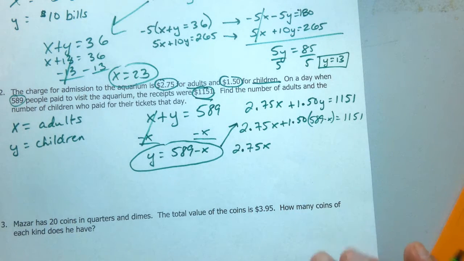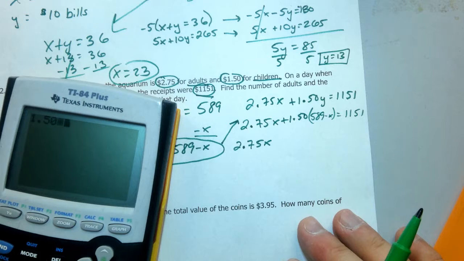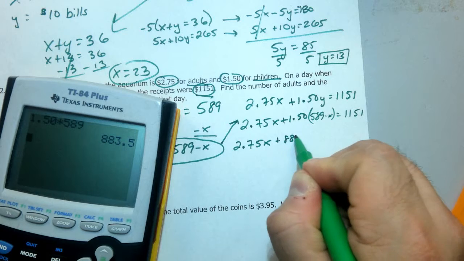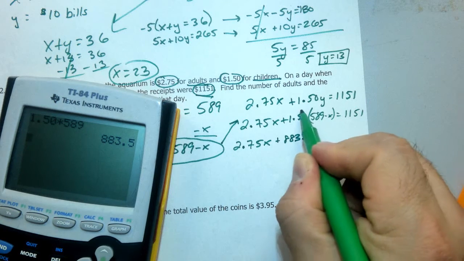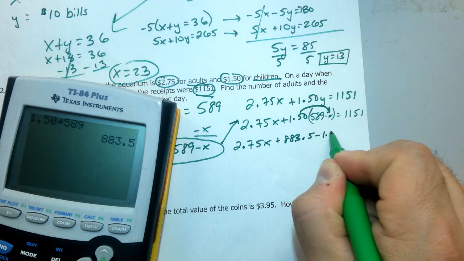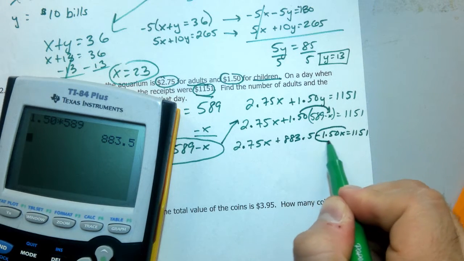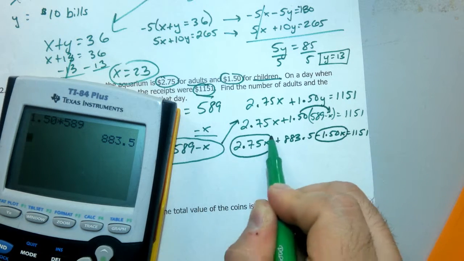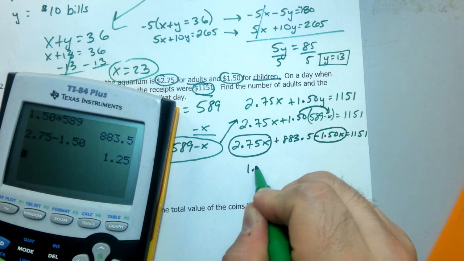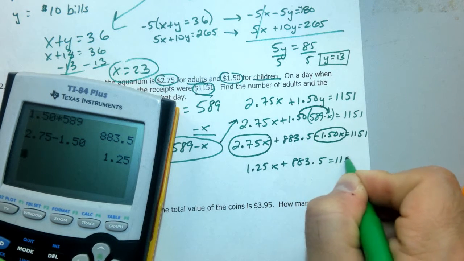1.50 times 589, I'm not going to mental math this, I'm just going to use my calculator. 1.50 times 589 is 883.5, and then 1.50 times a negative x will just be minus 1.50x equals 1,151. You're going to combine like terms. So 2.75 minus 1.50, so this will be 1.25x plus 883.5 equals 1,151.